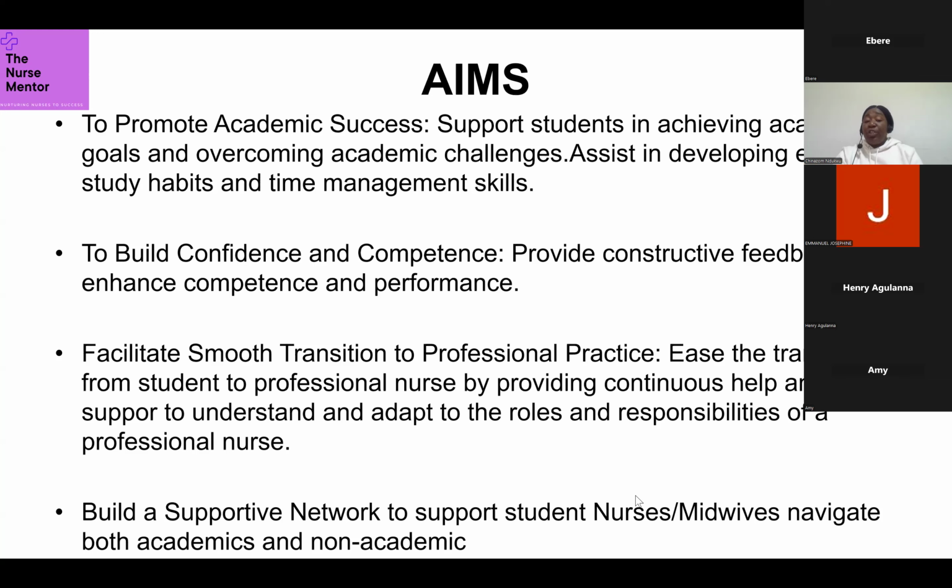We are also going to build a supportive network for you. So network of fellow students, network of nurses and midwives who are always there to cheer you up and to support you, both academically and non-academically. Some non-academic activities are going to come up, but I'm not mentioning them now because we are not starting them immediately. So for now, we are focusing on your academic success.